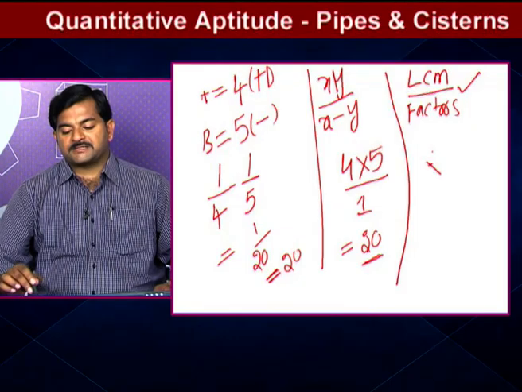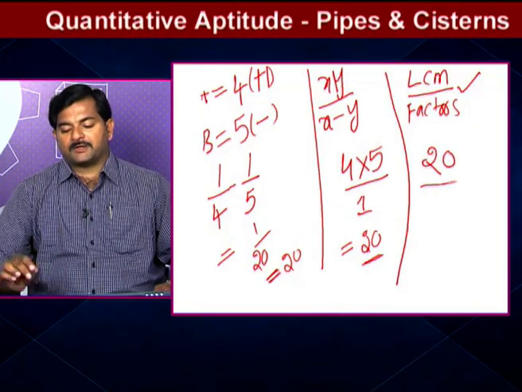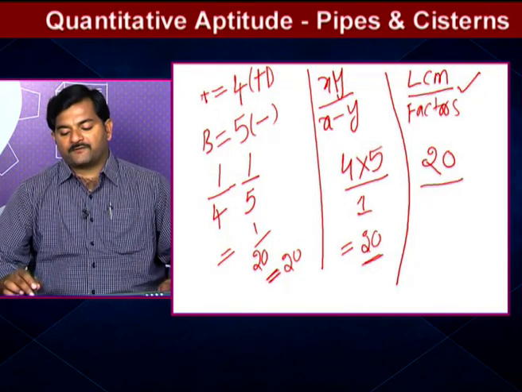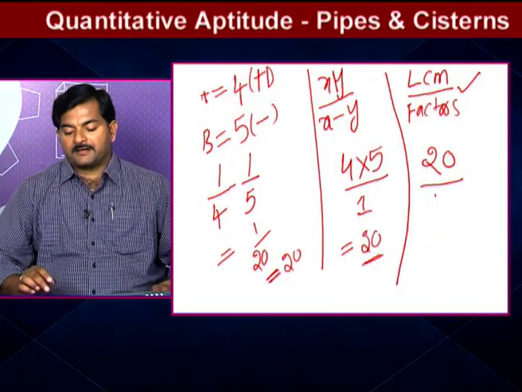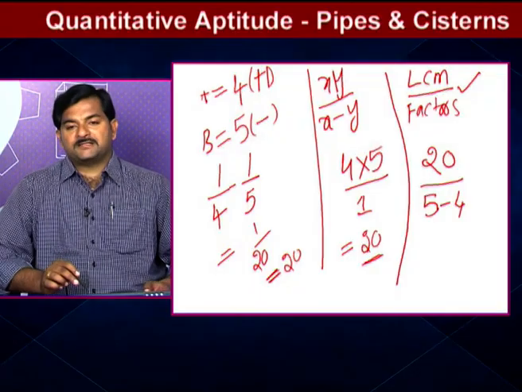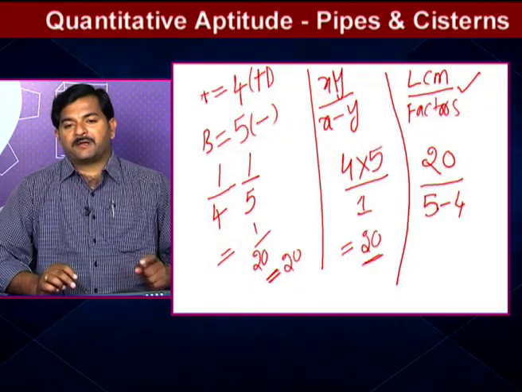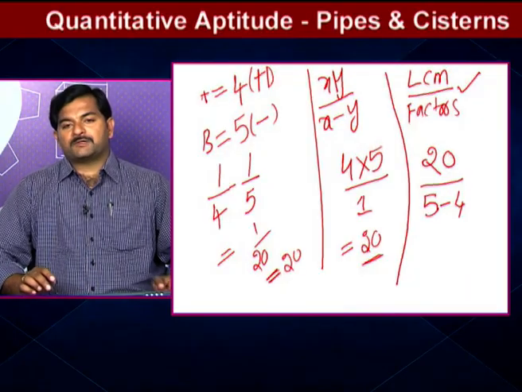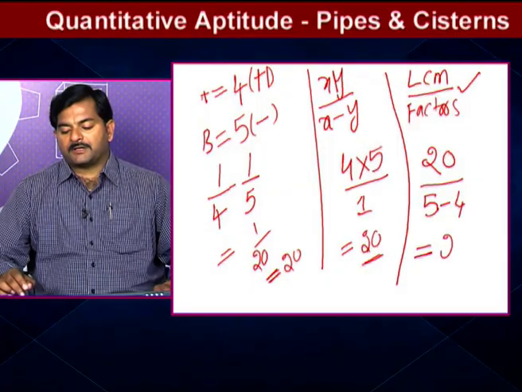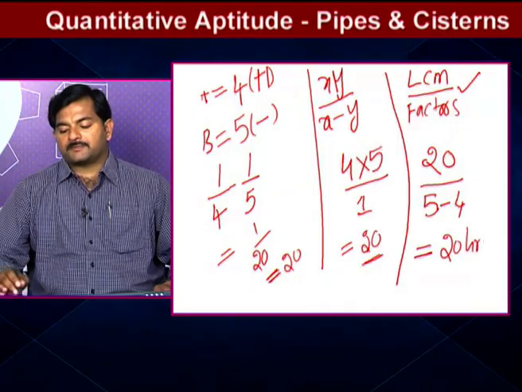4, 5. The LCM of 4, 5 is how much you will get? So simply the LCM of 4, 5 is 20 by factors. So factors means what? 4 is given, 4 5s are 20, and 5 is given, 5 4s are 20. But earlier I took plus, here I should take minus because the second pipe is emptying. 5 minus 4 how much? 1. 20 by 1. 20 by 1 means again what I am getting? 20 hours. Okay, simple concept.